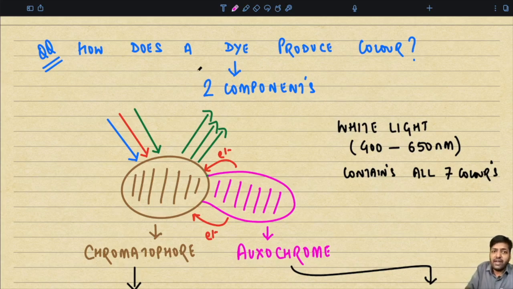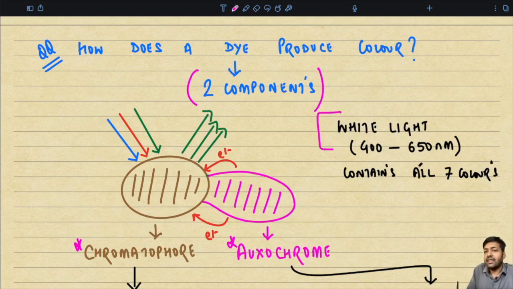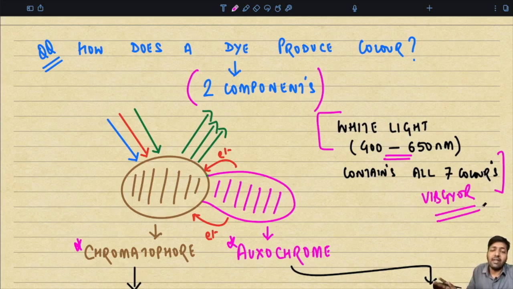Now remember, every dye has two components. The first component is the chromophore, and the other component is the auxochrome. Normally, white light in the wavelength range of 400 to 650 nanometers contains all 7 colors, that is, the VIBGYOR.